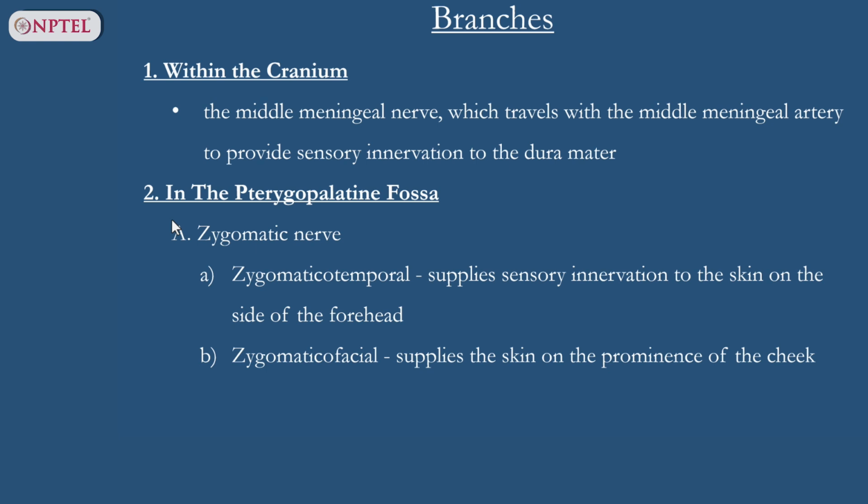Firstly, the branches given from the part of the nerve lying within the cranial cavity. These branches are the middle meningeal nerves, which travel with the middle meningeal artery to provide sensory innervation to the dura mater.